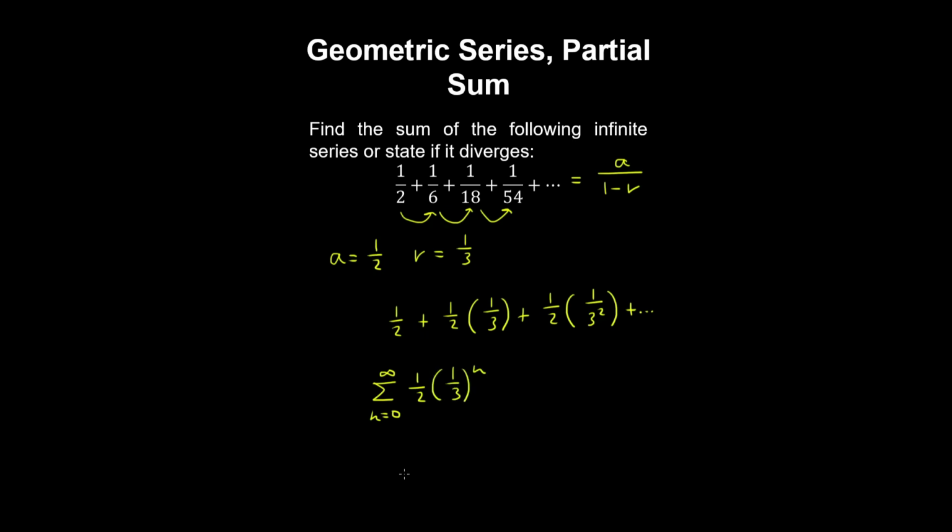And the series converges because the absolute value of the ratio is less than 1. And therefore the sum of the series is the coefficient over 1 minus the ratio. And you can simplify this as 1 half over 2 thirds or 3 quarters.